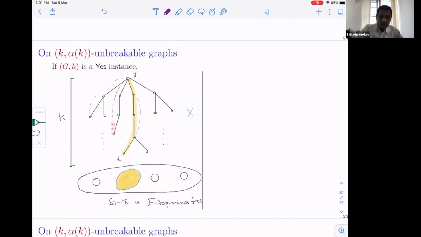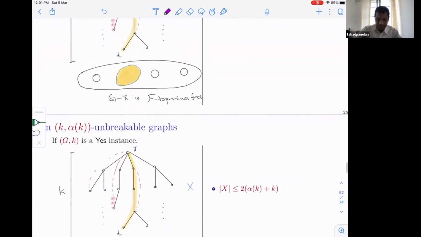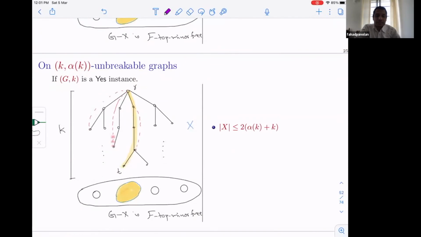Now, again, by the same argument, the cardinality of the number of vertices in this tree is bounded by a function of K. It's the same kind of argument. Suppose this is a hypothetical solution and it looks like this, then I claim that there is only one large connected component in G minus X. Suppose there are two large connected components. Suppose this was also large. Then what will happen is this yellow thing.